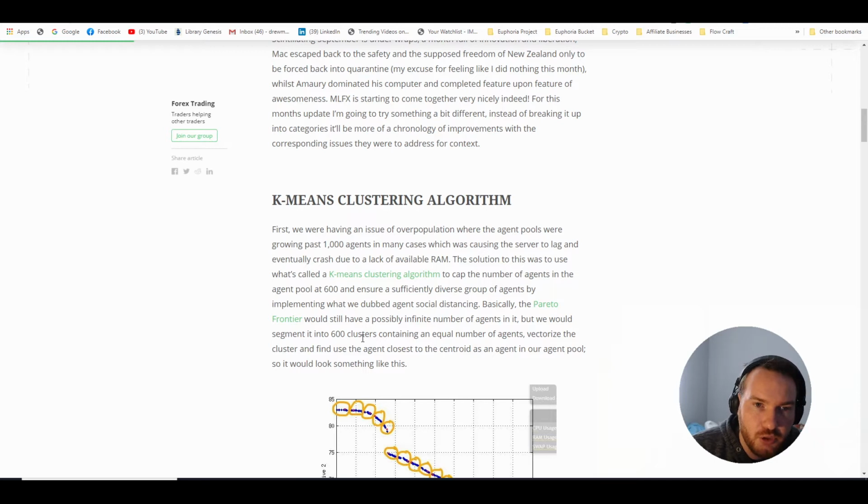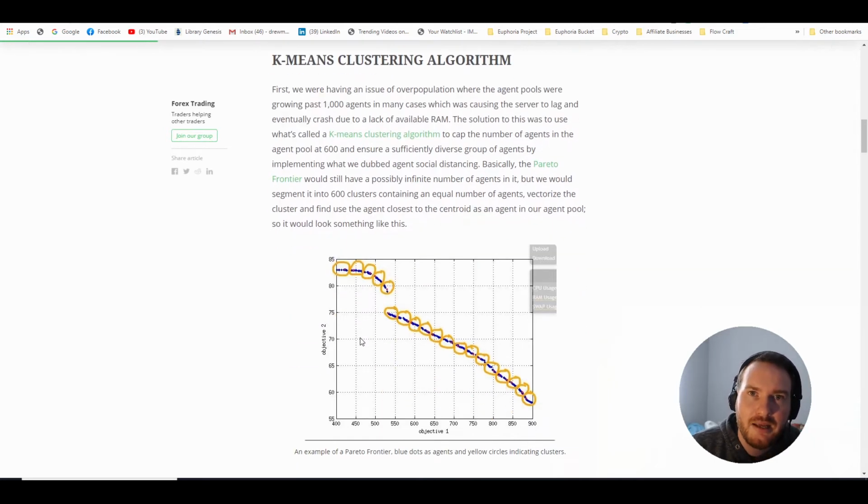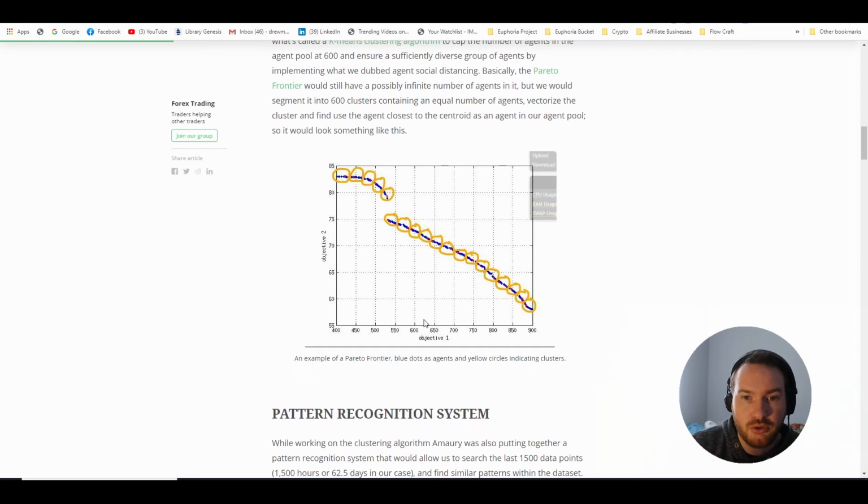So first things first, we started off with a K-means clustering algorithm, and that was to segment the Pareto frontier, Pareto, if we want to roll the R, frontier, which is as seen on the screen right now. It is like a curve of optimal solutions if you have multiple objectives. So we actually have 3 objectives, so you can't really visualize it. We can visualize it on a graph, but it'd be super complicated.